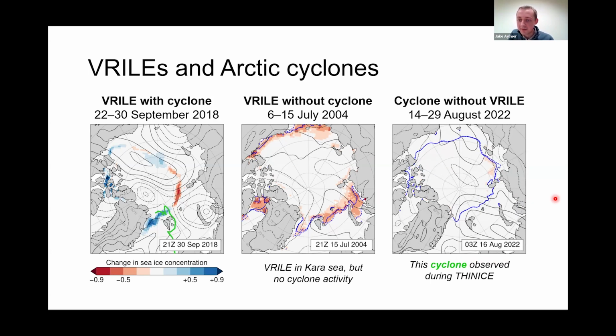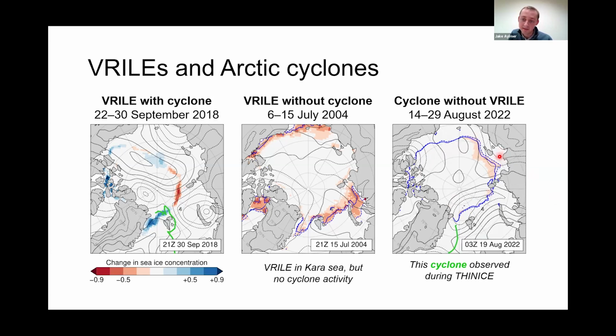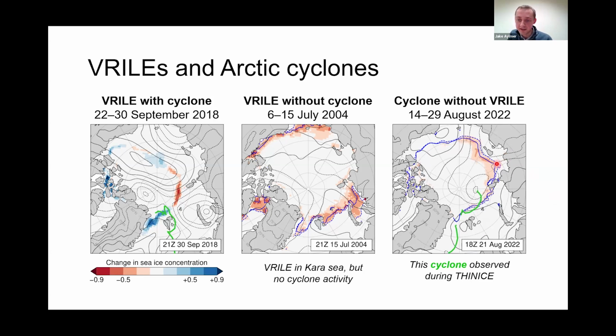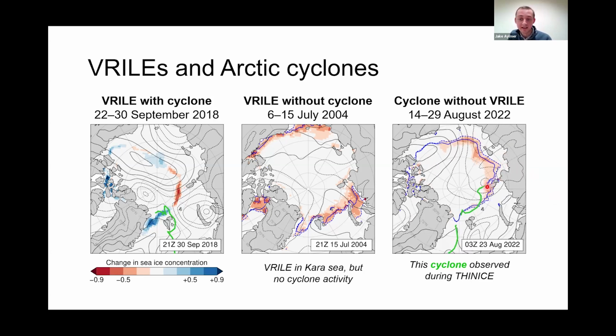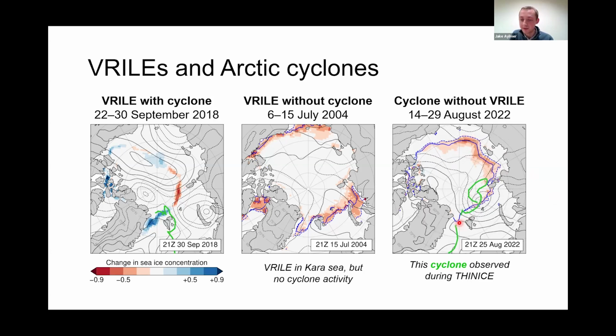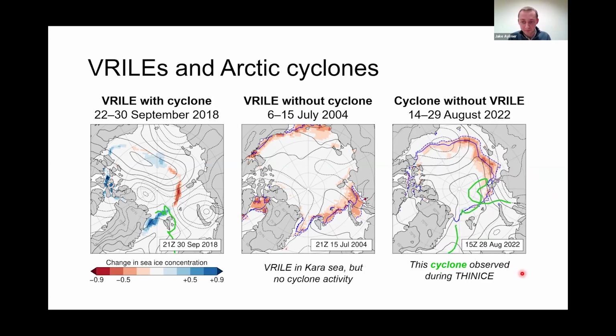Now you might notice that there's quite a lot of sea ice change over here in the Laptev sector, but actually most of this is occurring before the cyclone reaches this region. And the cyclone is actually quite weak by the time it gets here. The peak strength of this cyclone is when it's here over Svalbard. And this is actually a cyclone that was observed during the thin ice field campaign.